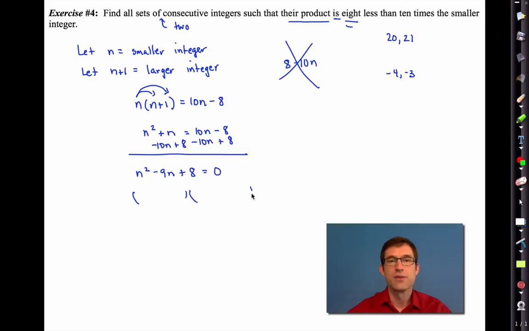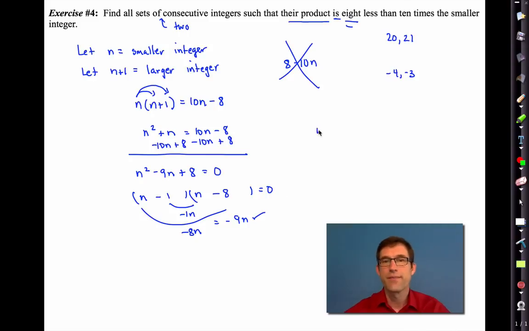Use a little zero product law magic. n and n, minus 1 and minus 8. Again, a little check: negative 1n and negative 8n gives me negative 9n. That checks.